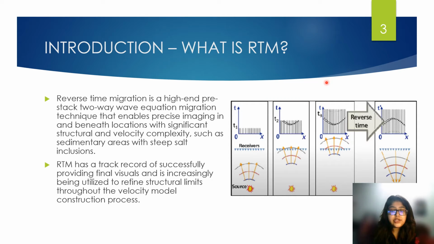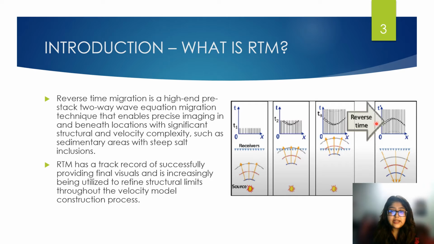Reverse time migration is a high-end pre-stack two-way wave equation migration technique that enables precise imaging in and beneath locations with significant structural and velocity complexity, such as sedimentary areas with steep salt inclusions. So RTM has a track record of successfully providing final images and is increasingly being utilized to refine structural limits throughout the velocity model construction process.